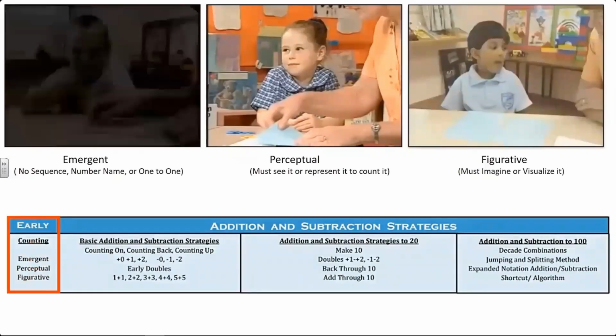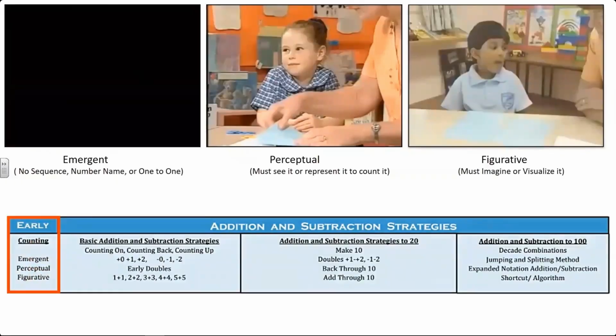Oh, thank you, Clinton. So what he just did, emergent counter, think like a 2-year-old, a 3-year-old, kind of makes sounds, maybe says a couple numbers, no real order. That's what emergent counter would be. Here's what a perceptual counter is.